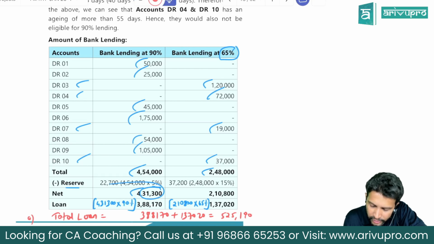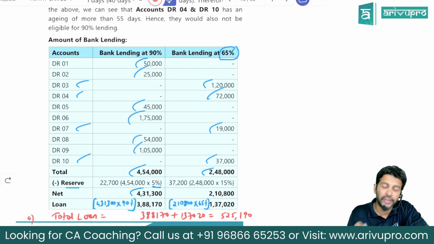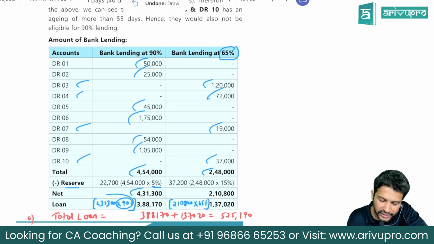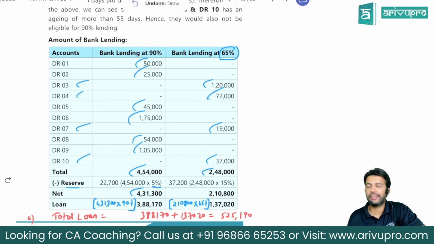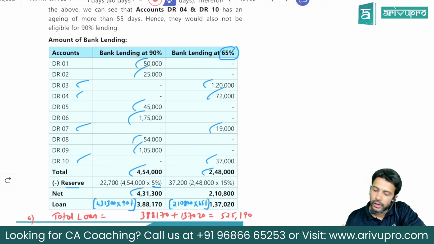Now, will the bank give us 431,300 worth of loan or this into 90%? This is the eligible amount. This 90% if you do, you will get the loan amount to be 388,170. Tell me any problem or confusion in this calculation. All okay? Pakka. Same calculation, do it for 65%.